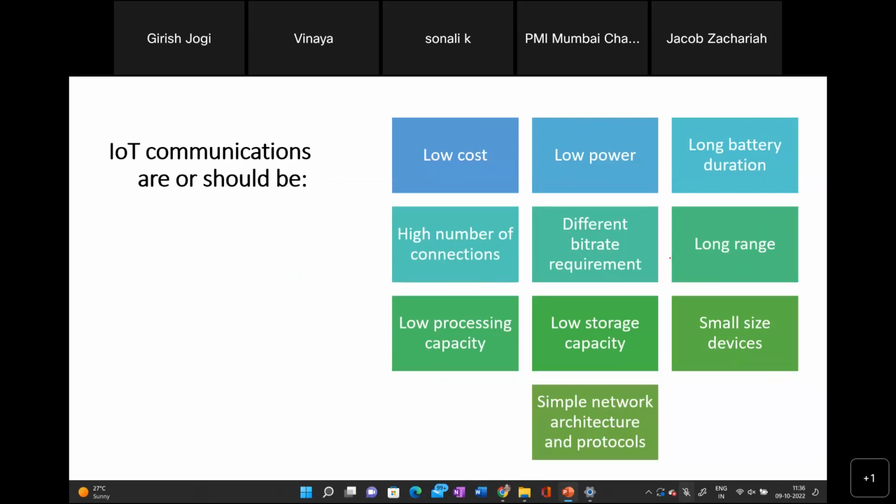Then whether I have to send the data to a longer range or a smaller range. Then low processing capacity or low storage capacity, small size of the devices, simple network architecture and protocol. All these are the requirements I need to consider while designing my communication system, while selecting one option out of the many options I have, and that option should optimize all these parameters.